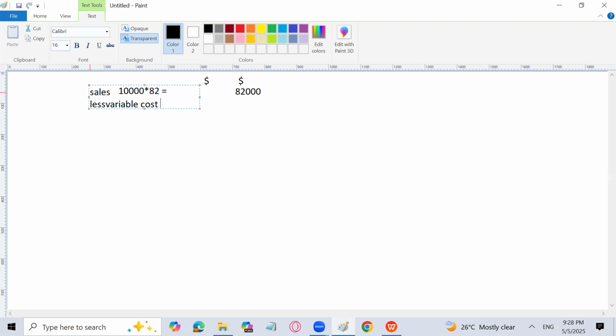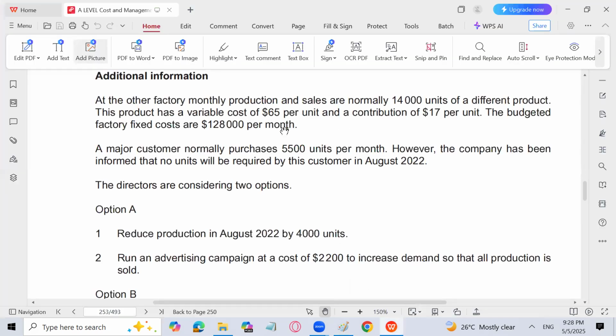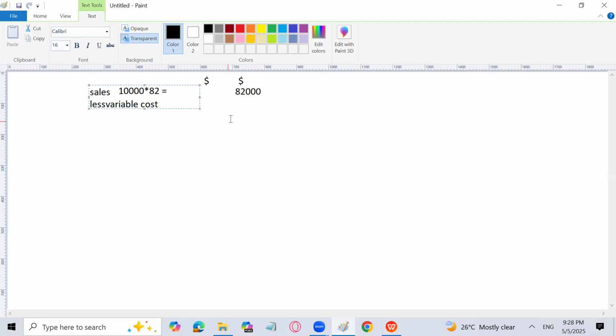And variable cost is going to be how much? Let's see that. Total is given, yes, you can do that also, but I just wanted to show all the things. So variable cost is 65. So 10,000 into 65 is going to be 65,000. Then we'll get the contribution. That is also given actually. That is 10,000 into 17. So that is going to be 17,000.